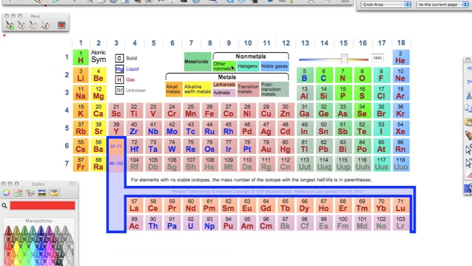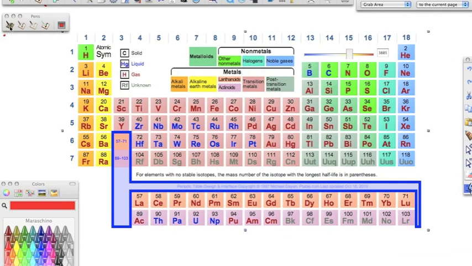Moving on to number 12. Number 12 says elements whose atoms contain partially filled d sublevels are called. Remember that the D block are the guys right here. So we know that this is the D block, and these are also known as the transition elements or the transition metals.